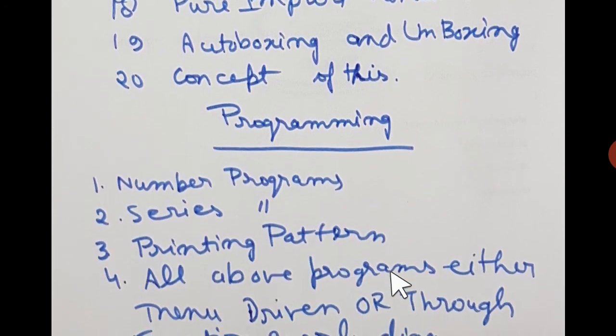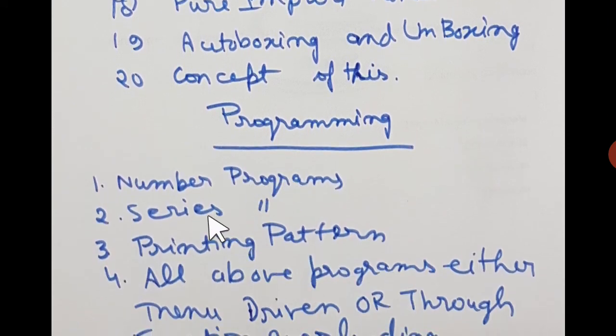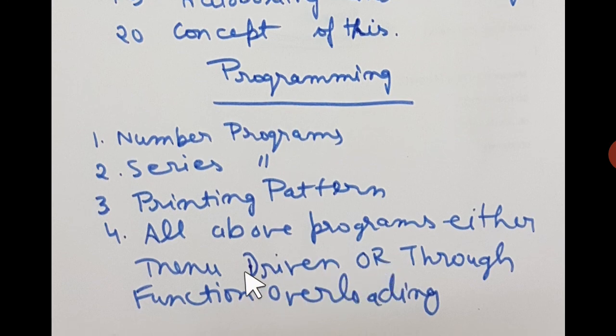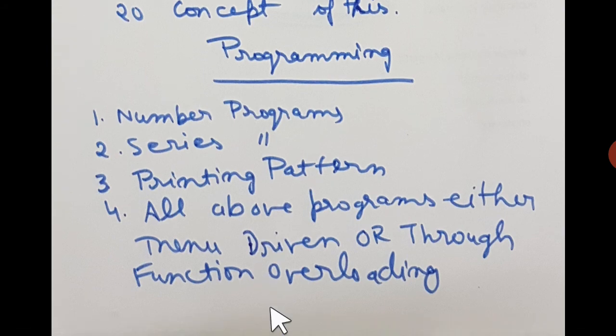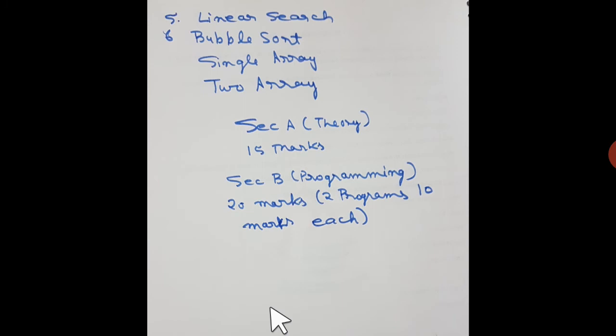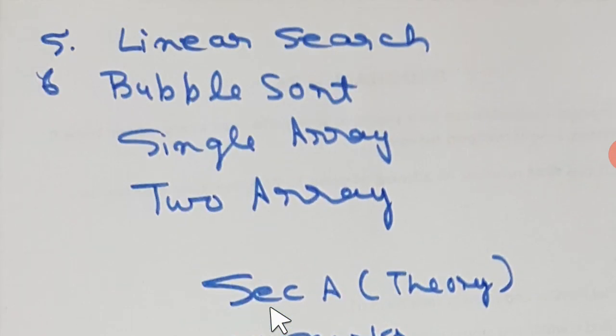Now after that, we have number programs, series programs, printing pattern ones are there, right? All our programs either menu driven or through function overloading, means these questions are not going to be direct, they will be a part of some other program. It can be a menu driven or it can be a function overloading. All right. After that, we have linear search. All right. Then bubble sort, single array to array, right?